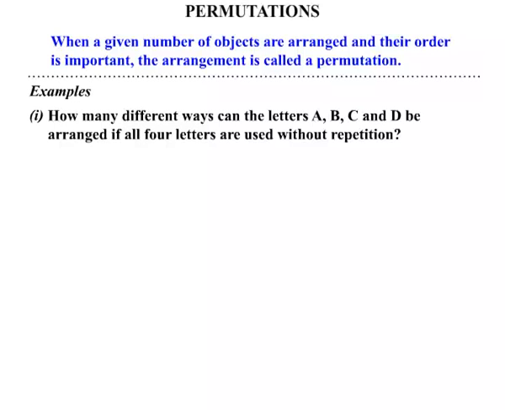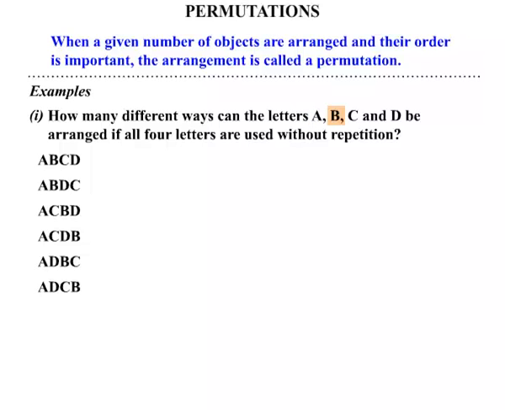How many different ways can the letters A, B, C and D be arranged if all four letters are used without repetition? Well, let's consider starting firstly with the letter A. We could have A, B, C, D, A, B, D, C. Okay, that's it for A, B. Then we'd move on to A, C, B, D, A, C, D, B, then going to A, D, B, C, and finally A, D, C, B. Okay, that's it for the letter A.